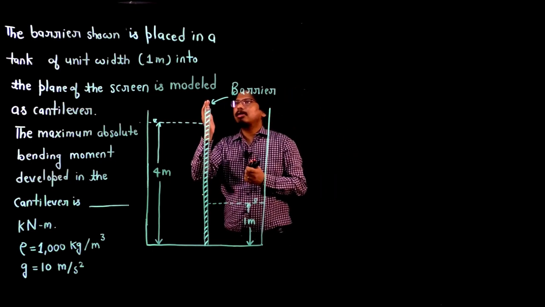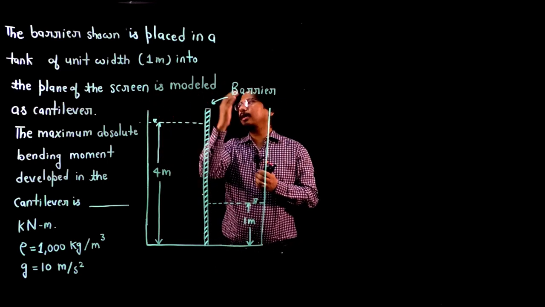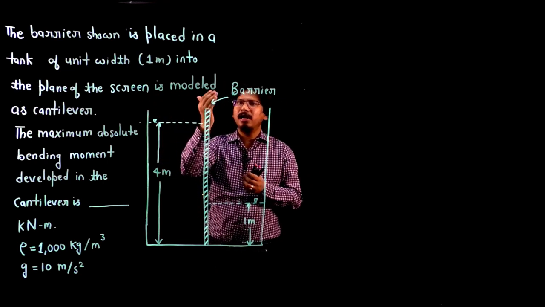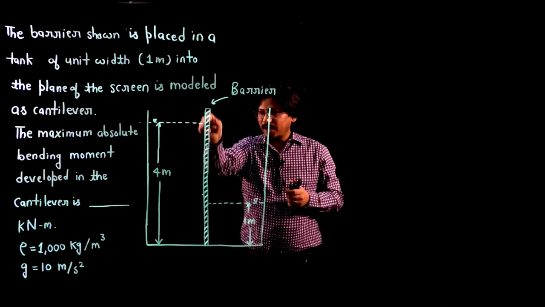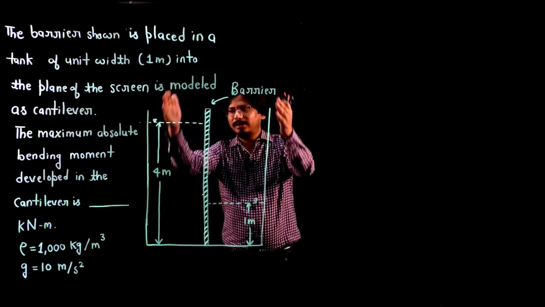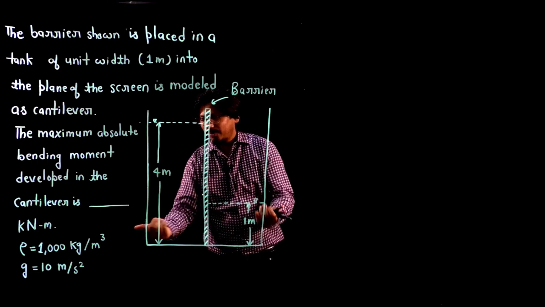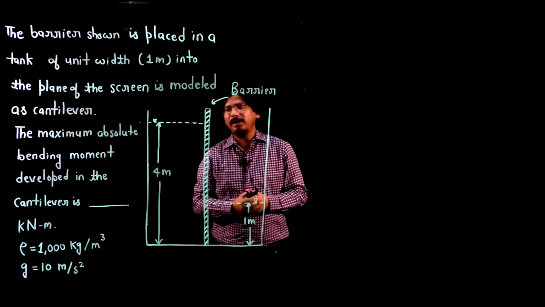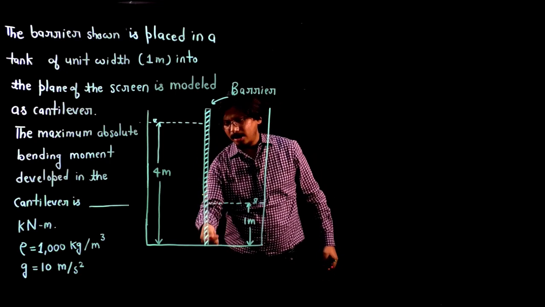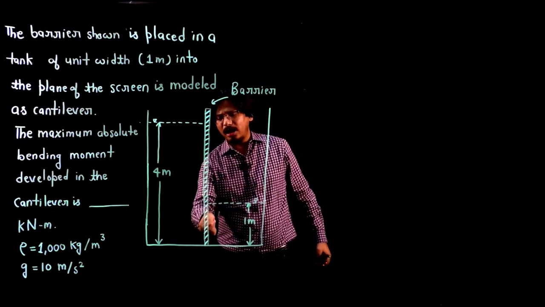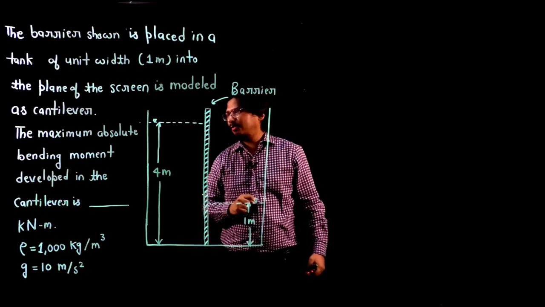The barrier shown is placed in a tank of unit width (1 meter into the plane of the screen) and is modeled as a cantilever. So my friends, please observe, I have a barrier which is placed in a tank, and it is given that the width of the tank is 1 meter and this barrier is behaving as a cantilever, where at the bottom the edge is fixed, bottom part is fixed, and this top part is free.